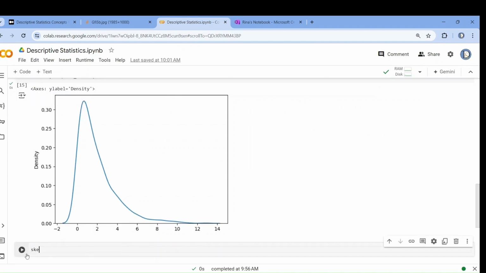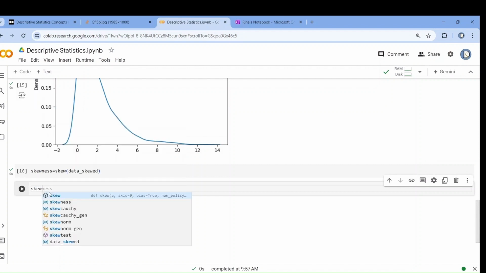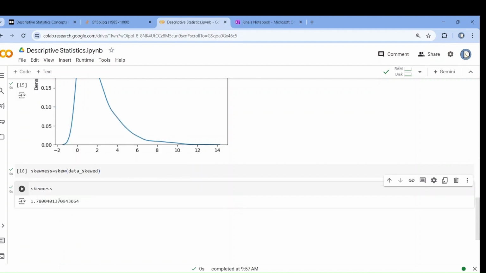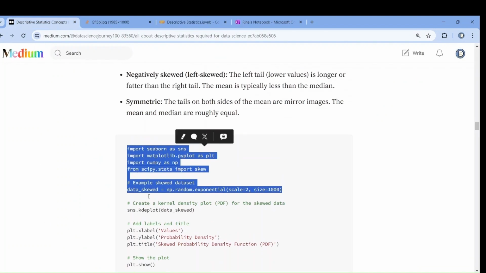Now if I try to measure the skewness, then I can write skew function. I have to use the skew function on the data skewed. Now let me run this one. Just type skewness, then I can see the skewness value. Okay, fine. So we can measure the numerical number, we can plot, and we can understand that the data set is not symmetrical, and we can understand whether the data set is skewed. If skewed, then positively skewed or negatively skewed. If not skewed, then the data set is symmetrical. Fine. So we can find the shape of the data set.